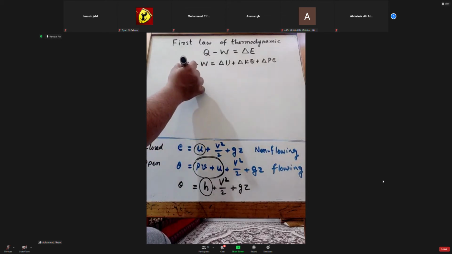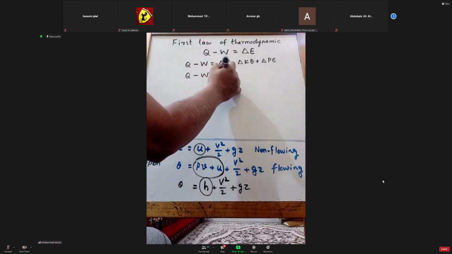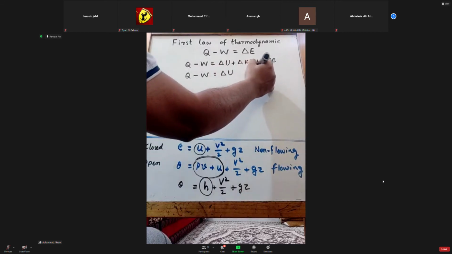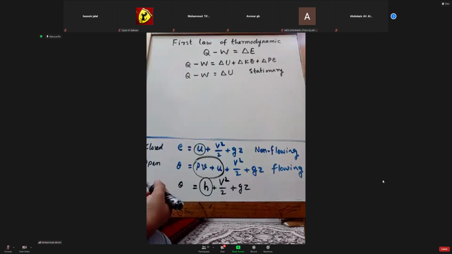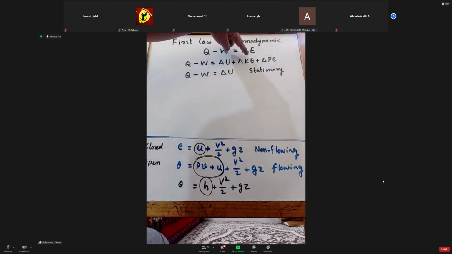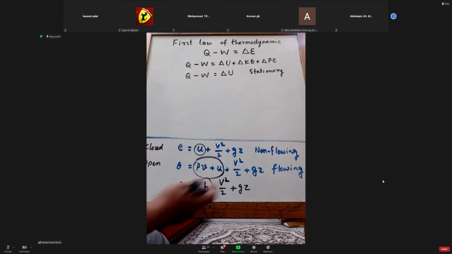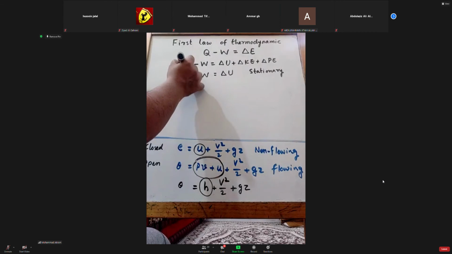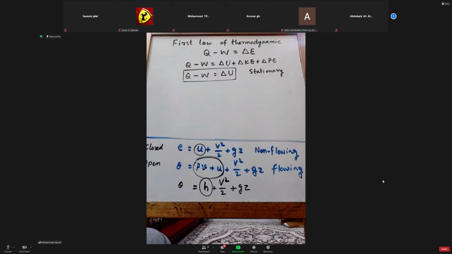If the system is stationary, then what will happen? It will become equal to delta U. This is for a stationary system. Stationary means not moving. So kinetic energy will become 0, and potential energy, because it is at one location only, delta Z will be 0. So for a stationary system, we have Q minus W equals delta U.